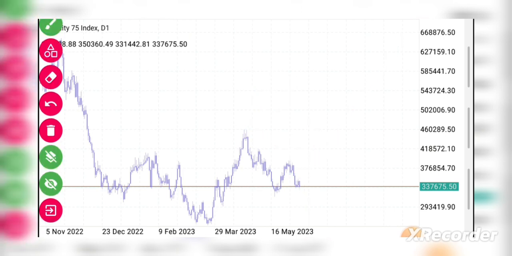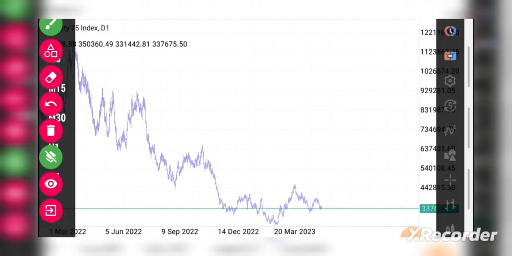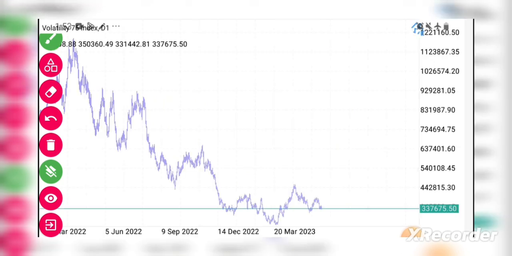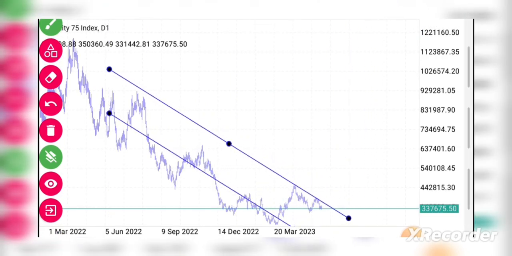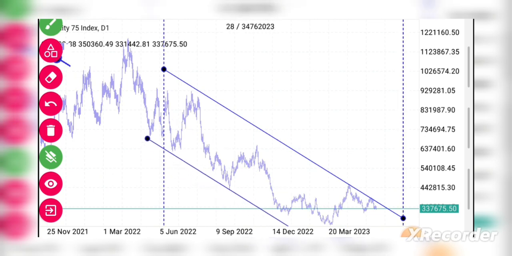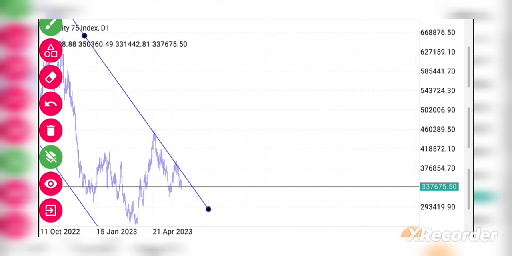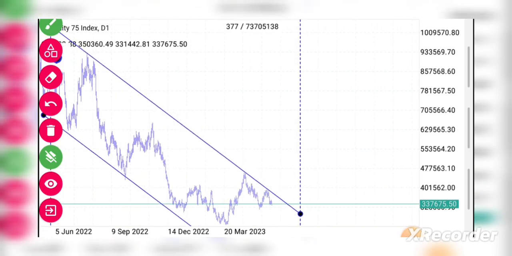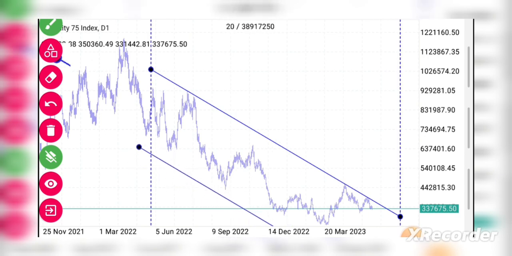So let us continue with our top-down analysis. We get our tools. We draw our trend lines like this. We have to cater all the touches so that we don't cut anything. So we are done.